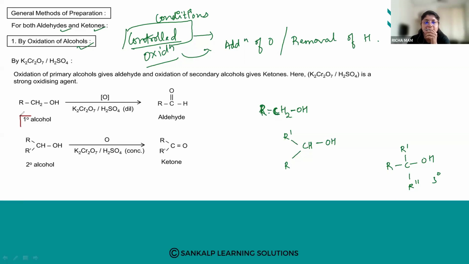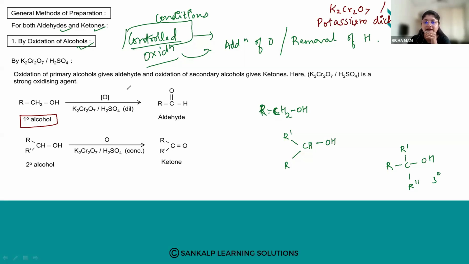So if you take a primary alcohol and treat it with potassium dichromate, K2Cr2O7, which is a good oxidizing agent, in the presence of H2SO4, which is an acid, here we are taking dilute H2SO4. So when we are treating our potassium dichromate with H2SO4, what are we going to get?